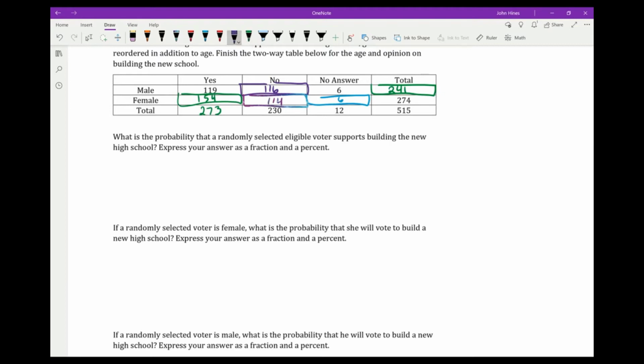What is the probability that a randomly selected voter supports building the new high school? So what is the probability of yes, that they support the high school? Well, we found this already. 273 out of how many people were there in total? 515. I'm looking at everybody here. So 273 out of 515 was 53%.